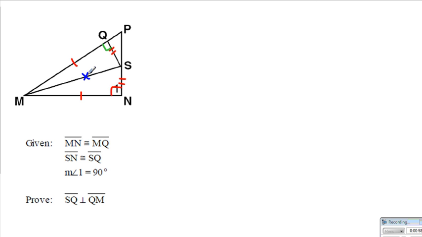So through SSS, we should be able to prove these two triangles must be congruent, which allows us to say angle 1 is congruent to this green angle. Then by CPCTC, we should be able to finish the final statement. Let us try to write them together.